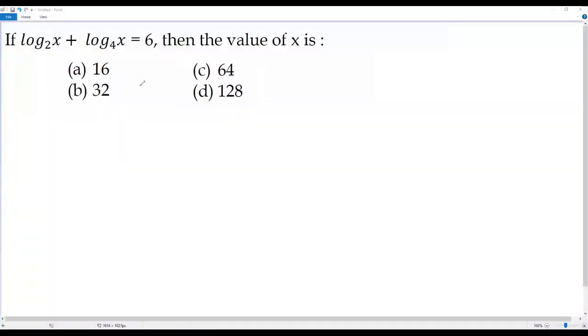Here we have a problem on logarithm. That is, we have to solve this logarithmic equation for x. In this given logarithmic equation, on the left side, we have addition of two logarithms.